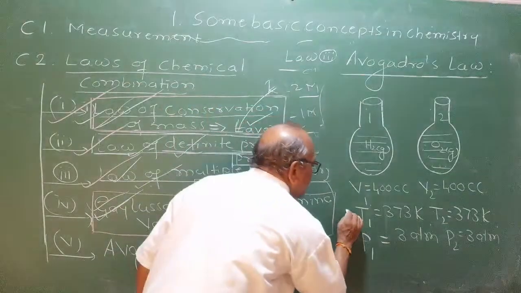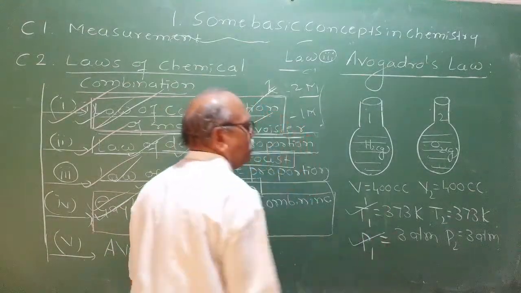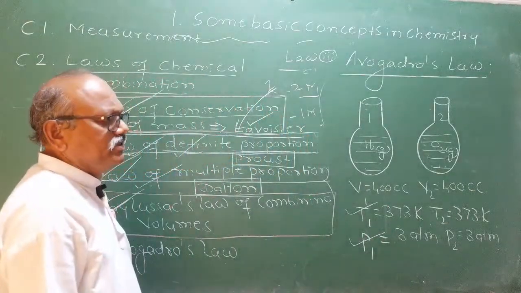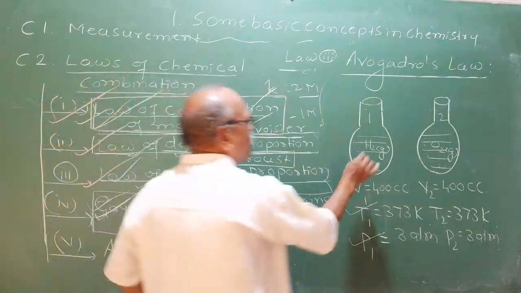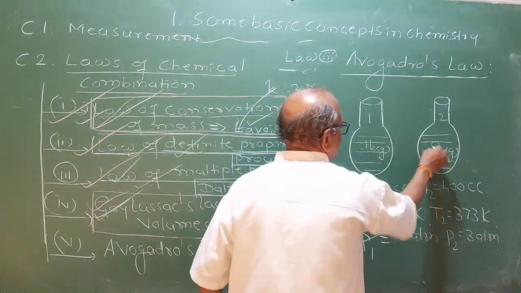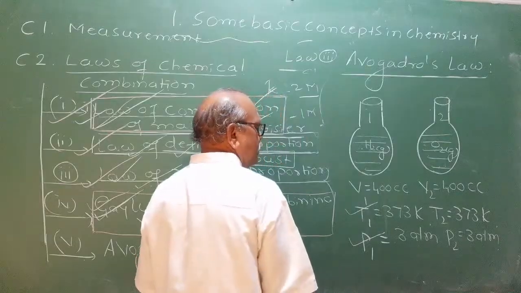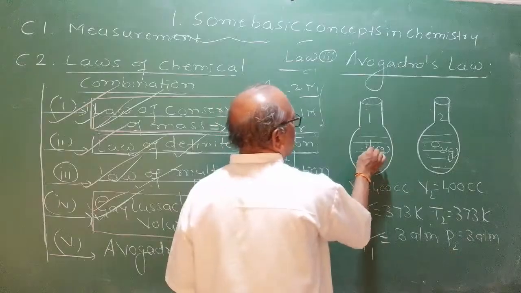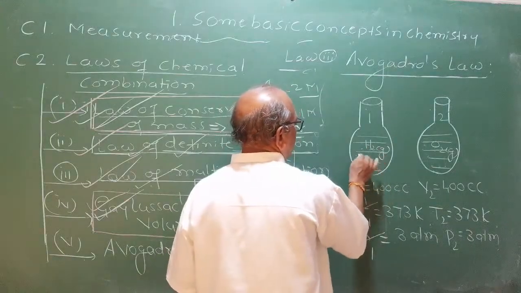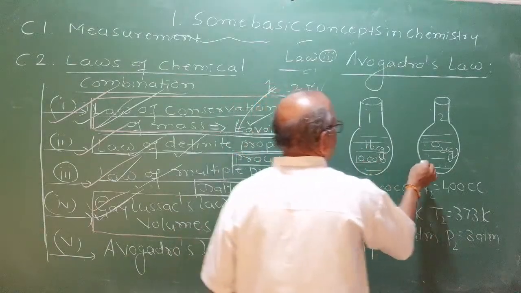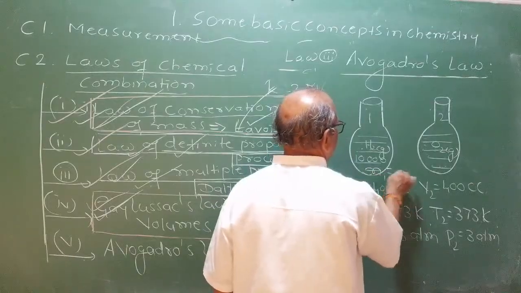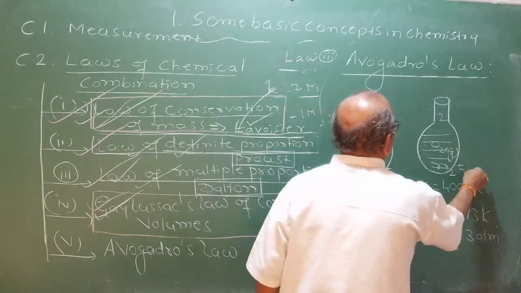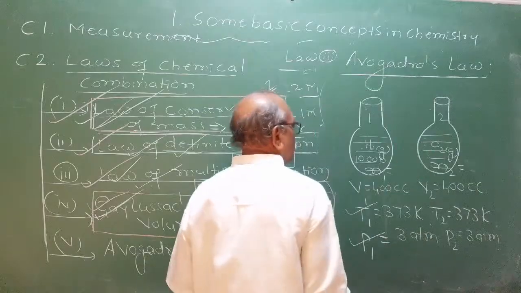Under similar conditions of temperature and pressure, different gases contain the same number of molecules. Suppose the hydrogen molecules are 10,000 here. N1 is the number of hydrogen molecules, N2 is the number of molecules of oxygen.